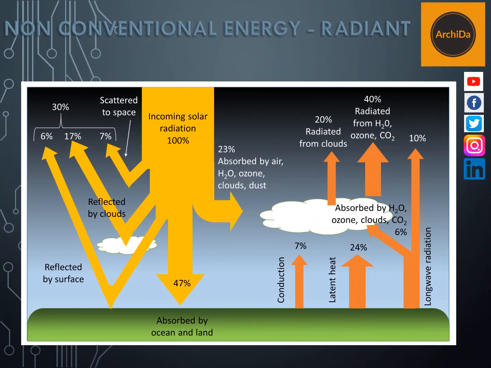To give you an idea how radiant energy works, the incoming solar radiation coming from the sun, which is not actually only the heat and the light, but actually the electromagnetic energy coming from the sun, is 100% being absorbed by the earth. 47% is absorbed by land and the ocean. 23% is absorbed by the air, ozone, clouds, and dust. So you can see the amount of solar radiation that the earth is absorbing. Is it being collected? No, not yet. In commercial structures or commercial sizes, it is not.